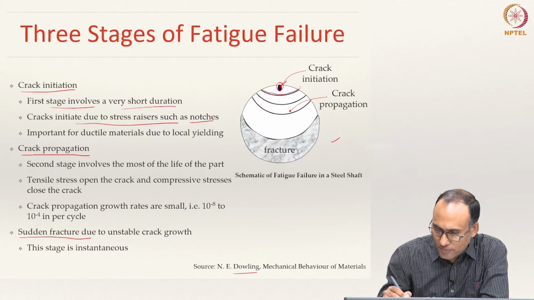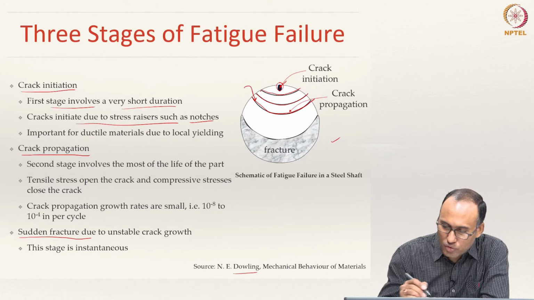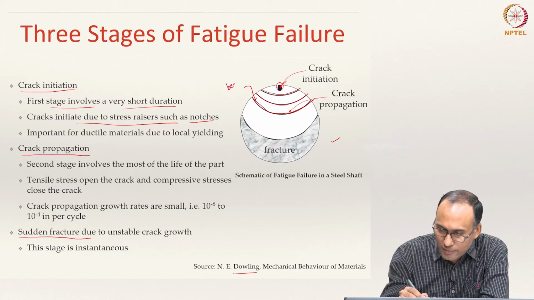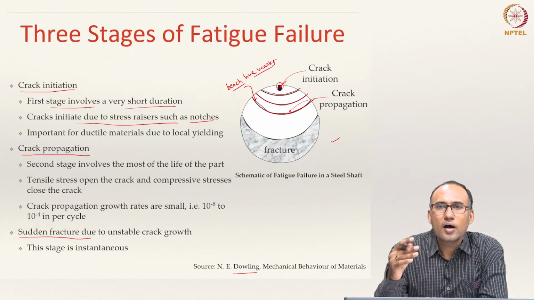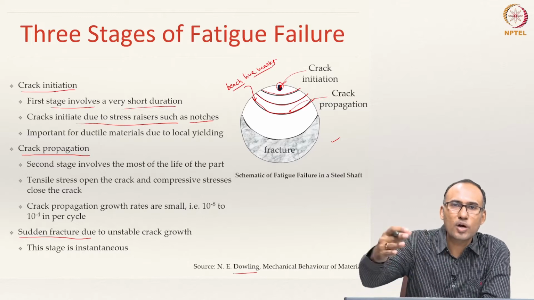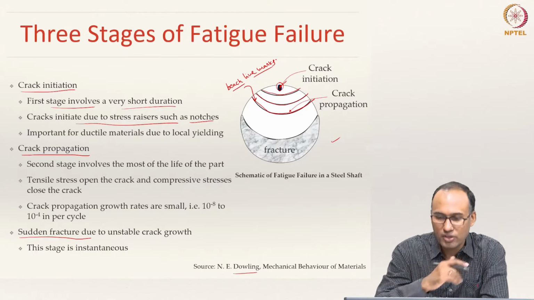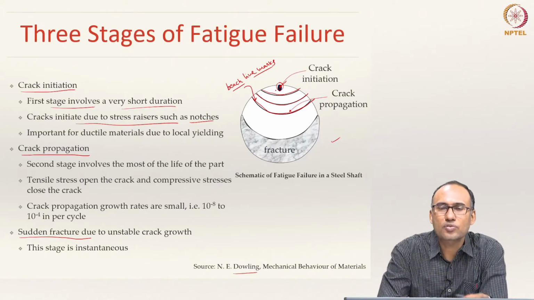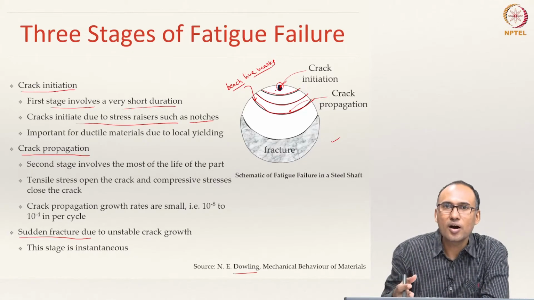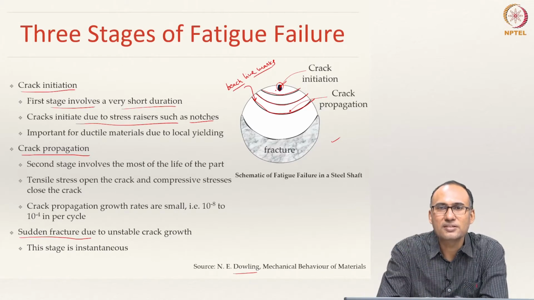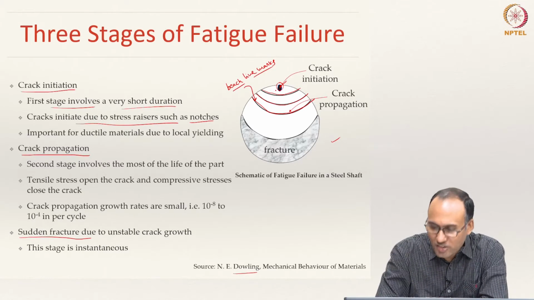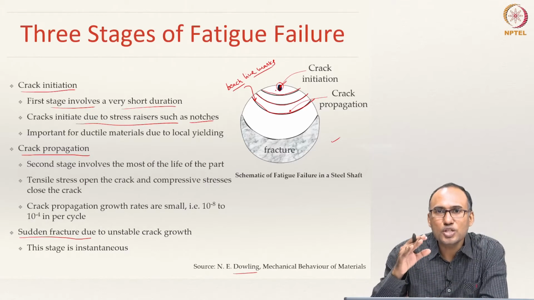So, these lines that you see here, when you see under a microscope, are called beach line marks. Why are they called beach line marks? If you go to a beach, you know that the water comes and goes back, and as a result on the sand surface you will see these lines. Because these lines look similar to the beach sand marks, they are called beach line marks, and this is a typical feature of a fatigue failure.